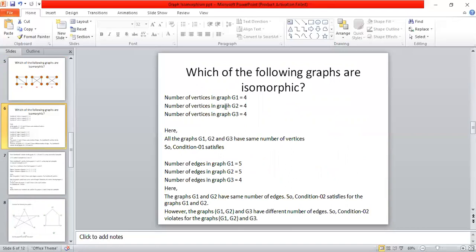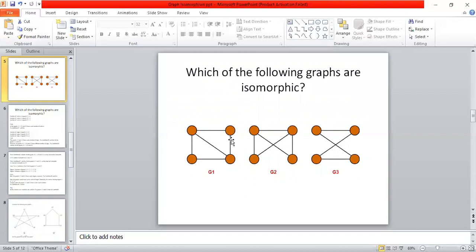Number of vertices in graph G1. Take the first graph: you have 1, 2, 3, 4, so 4 vertices in G1. Again, 1, 2, 3, 4, you have 4 vertices in G2. In the third graph also, you have 4 vertices. So in G1, G2, G3, you have 4 vertices. Therefore, the first condition is satisfied. All three graphs have the same number of vertices: 4, 4, 4.